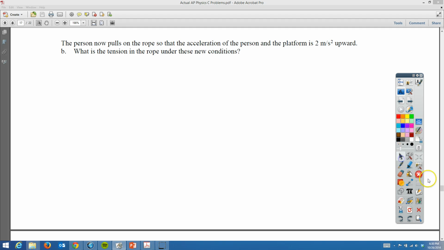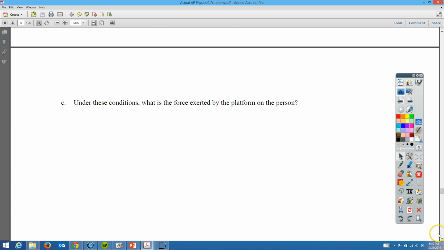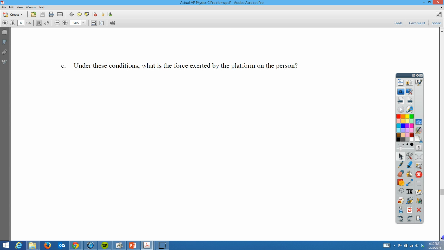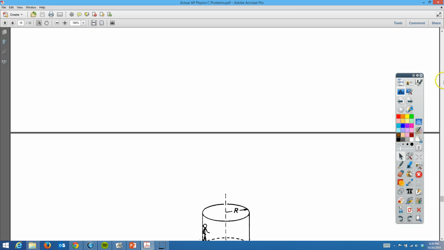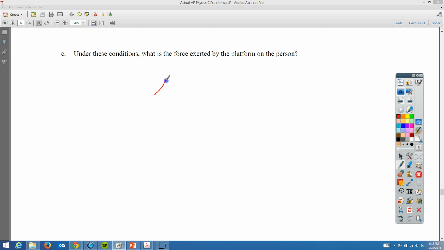For part C, they change it up a little bit. Now they want to know what is the force exerted by the platform on the person. So we're going to go back up here and take a look at this. So the force of the platform on the person. Let's redraw just this part. We've got the platform. We have the person on the inside. They're smiling because they're happy.